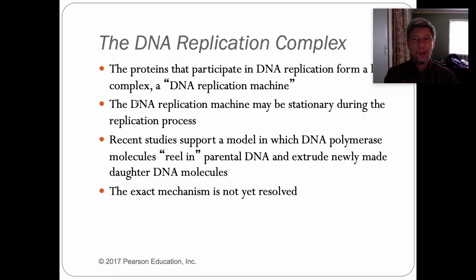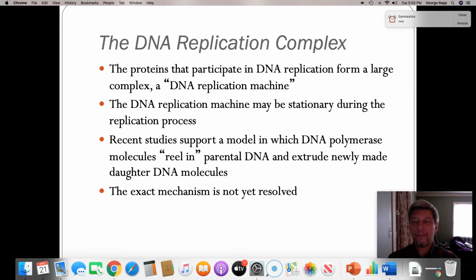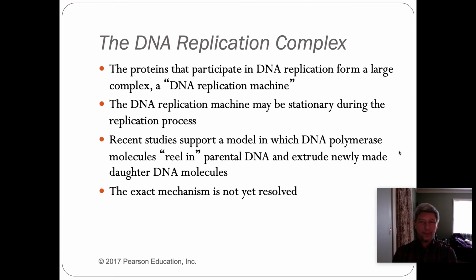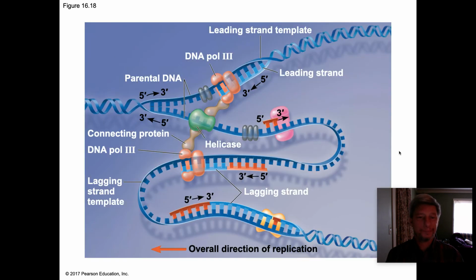So what is the DNA replication complex? These are all of the proteins that participate in DNA replication. We call it the DNA replication machine, and this may be stationary during the replication process. Some studies have shown very recently that it almost works like a fishing reel, and you just kind of reel in the DNA, and so the complex sticks together and the DNA passes through it. However, the folks are still working out how that might actually work.